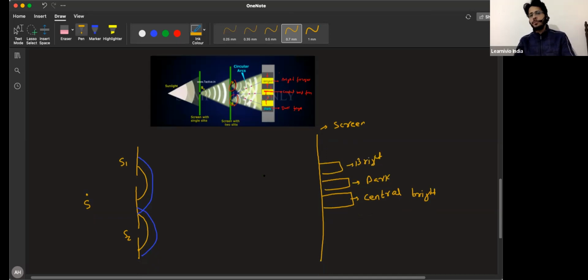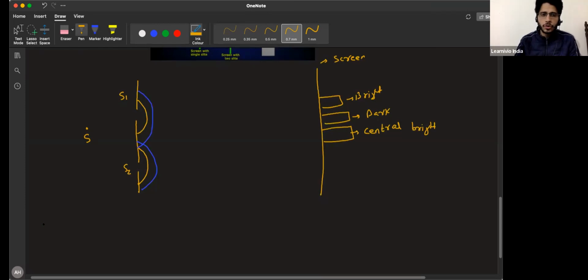So in the first part of the derivation, you're supposed to calculate the condition for a bright fringe and a dark fringe.